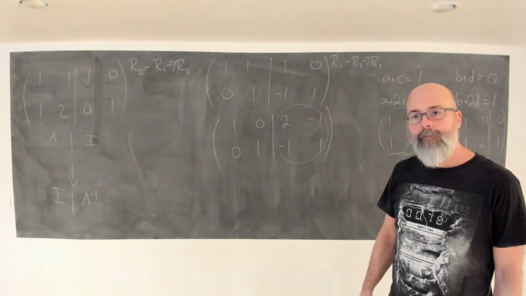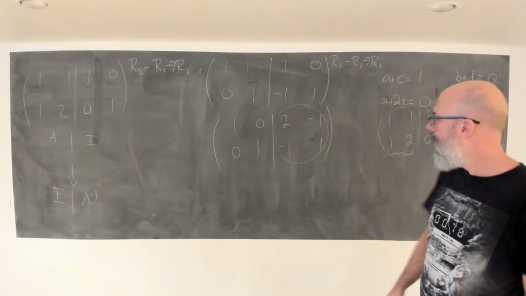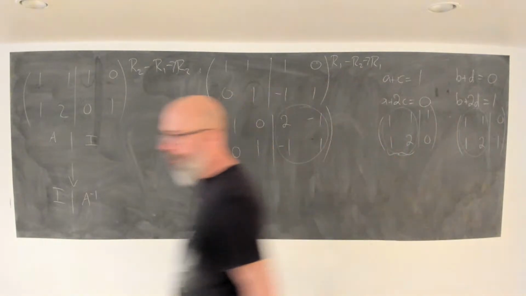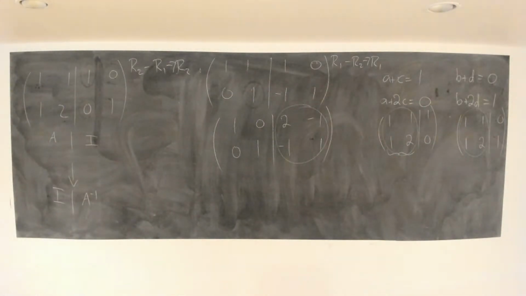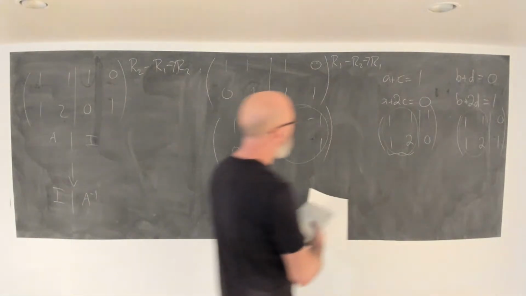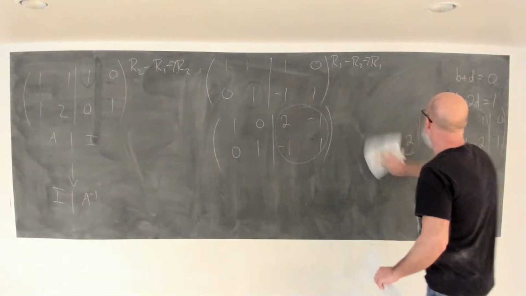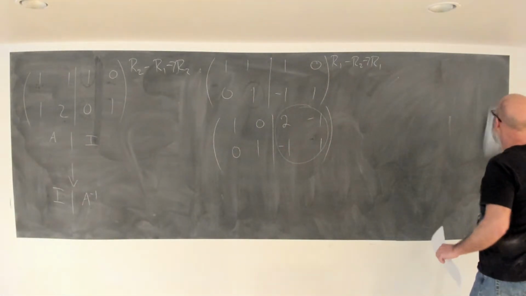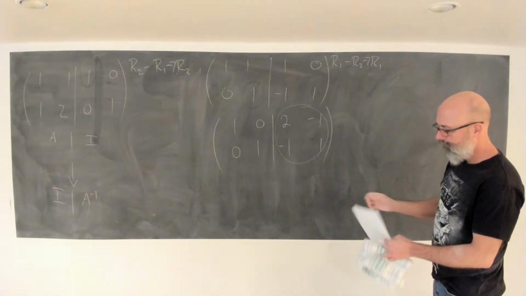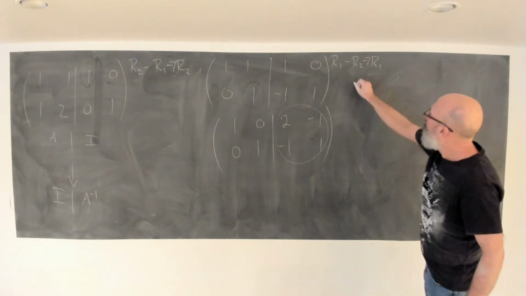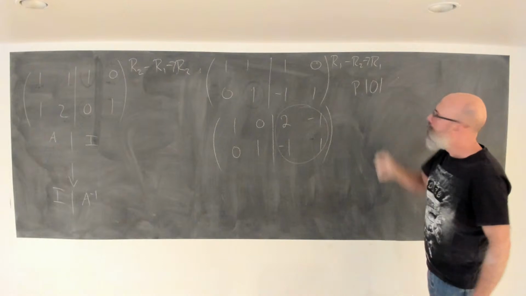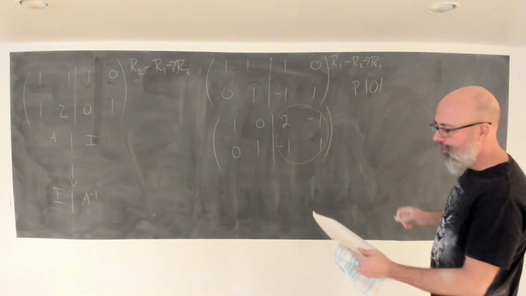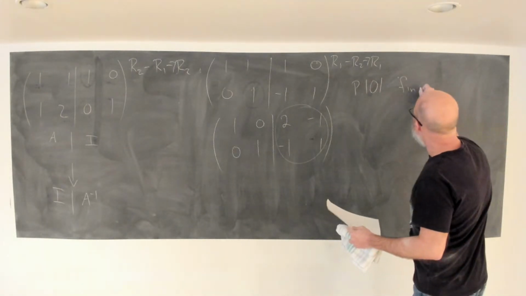How are we doing? Shall we take a few examples from the book? Taken from page 101. The question is asking us to find the inverse if it exists.